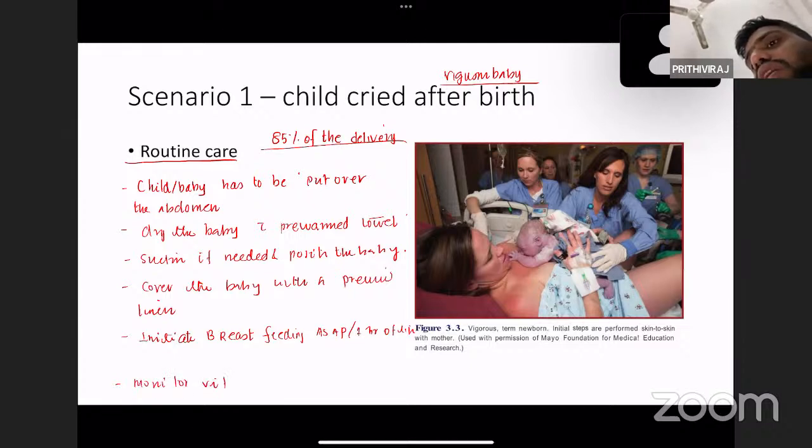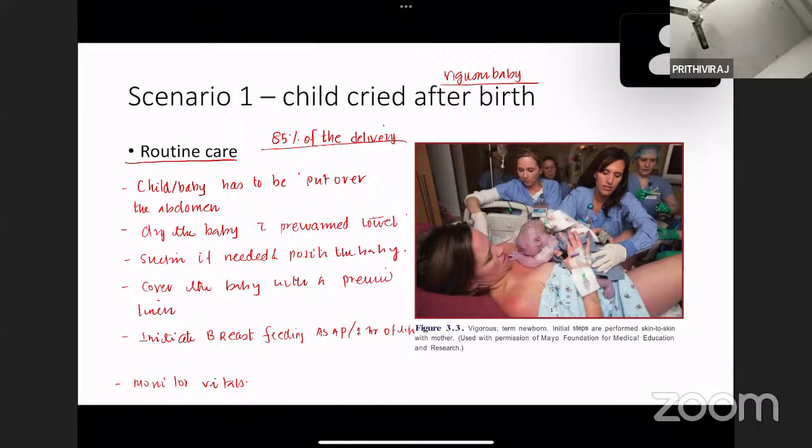So the importance of this topic is, if your baby cried after birth, there is no need to separate the baby from the mother. Keep the baby over the mother's abdomen, dry the baby, and position the baby with the head towards one side so that the child will not suffocate. The third thing is you have to suction if needed. Once dried, cover the baby with a dry towel and initiate breastfeeding. You have established skin to skin contact, and monitor vitals.